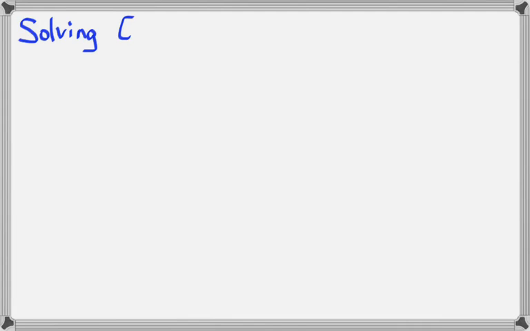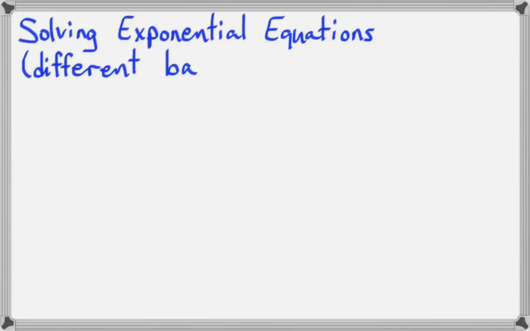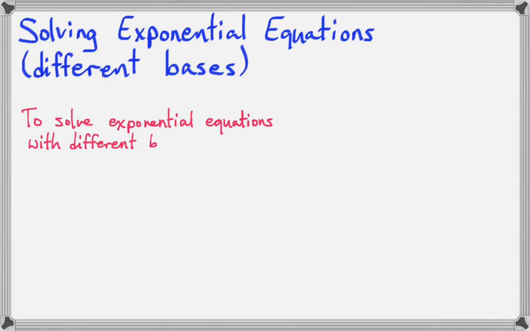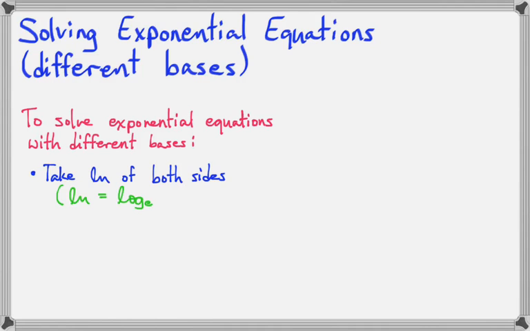In this lesson, let's look at how to solve exponential equations that have different bases. Here's our strategy. To solve exponential equations that have different bases, we're going to first take the natural log of both sides, and that seems completely off the wall, but it works because as long as we do it to both sides, we can do whatever we want, and our logarithm rules are going to help us out. You'll see how in a few minutes.